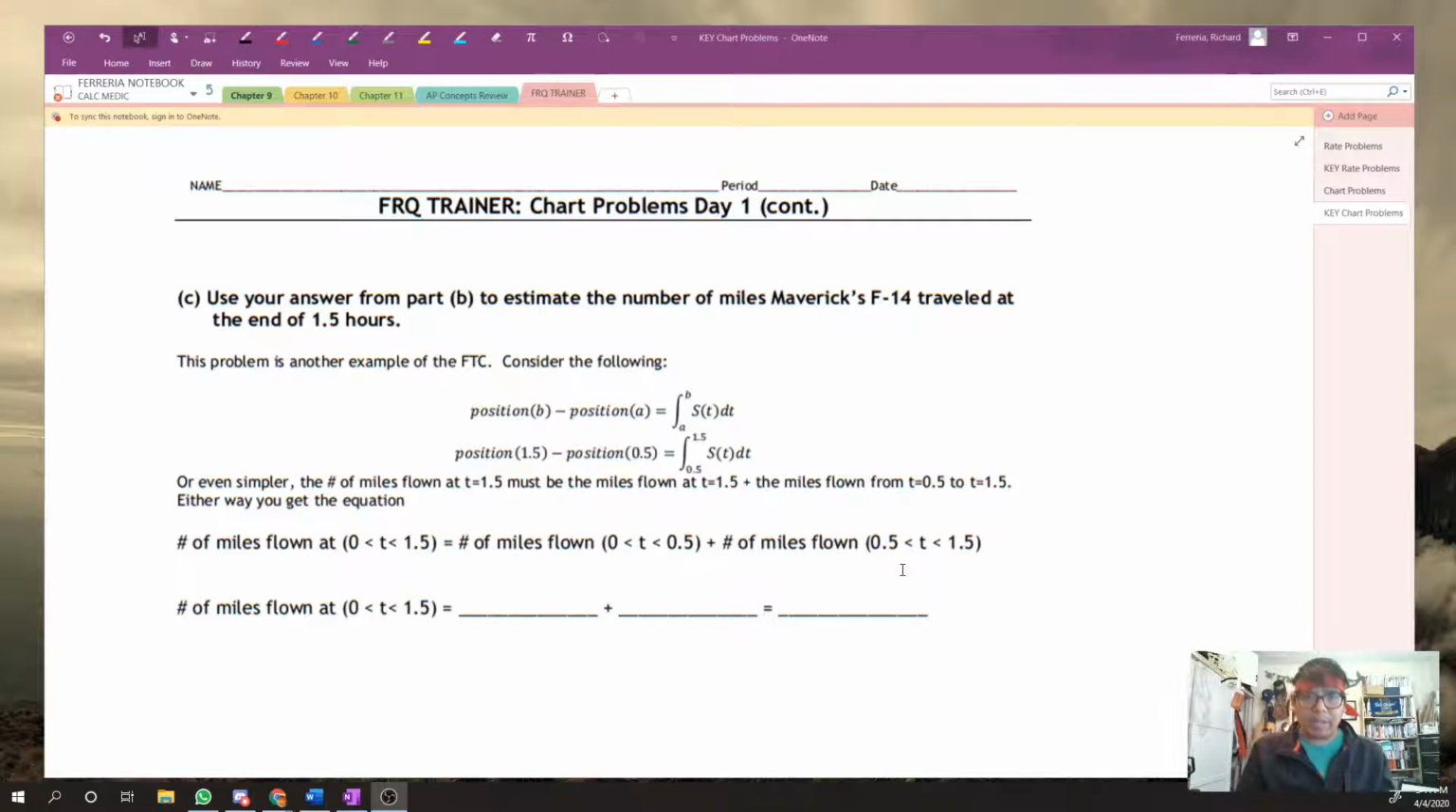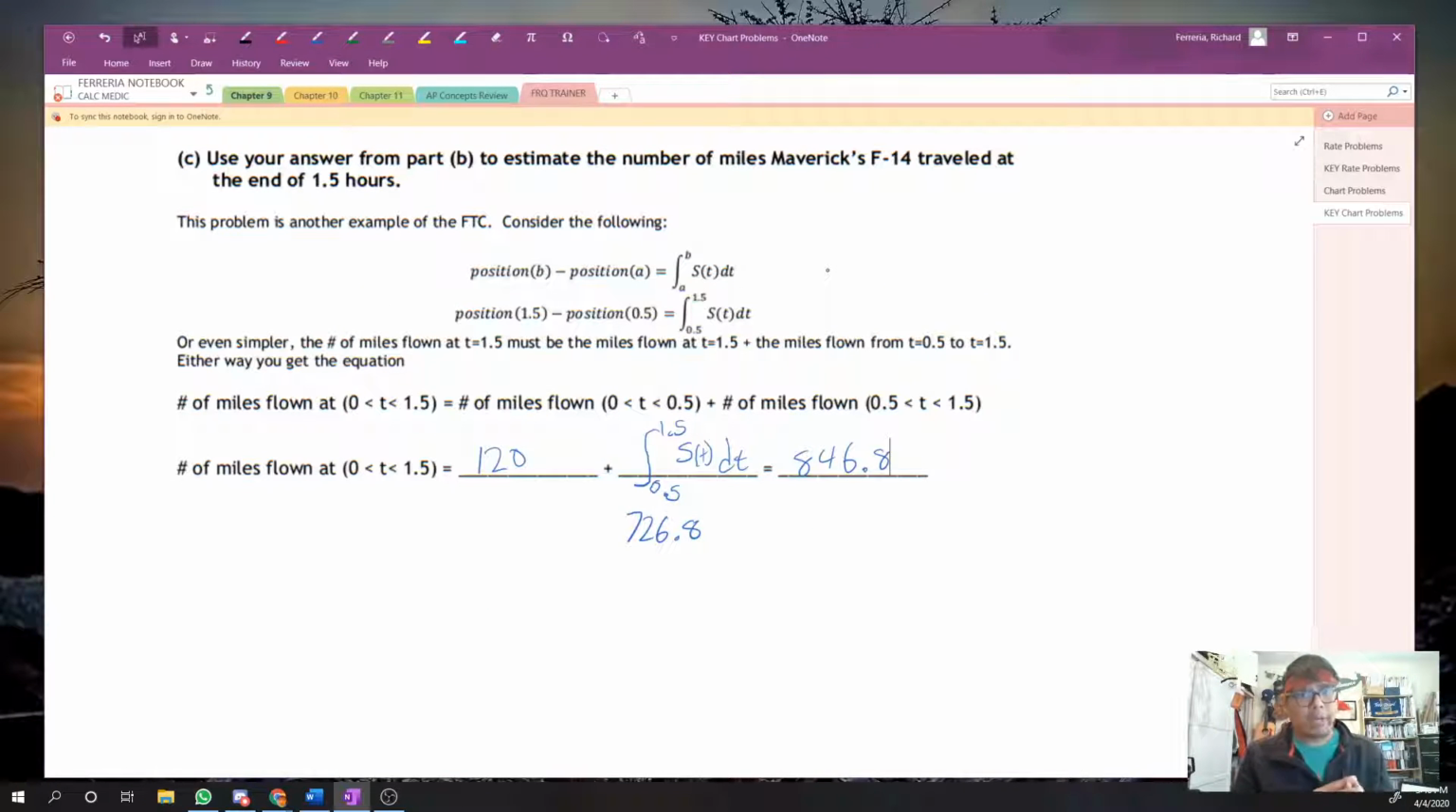So if we take that change in position and we add to that the number of miles that Maverick has already flown up till t equals 0.5, then what we're going to get is an estimate, at least, of how many miles Maverick flew from t equals 0 to t equals 1.5. So let's see what we write here. So there we go, 846.8 miles. That's how far our friend Maverick flew in his 1.5 hour flight.